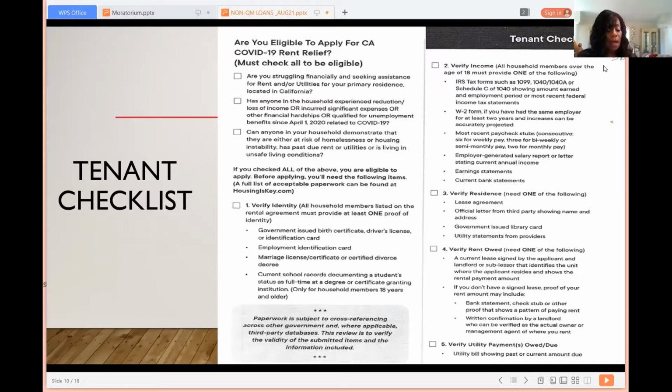Can anyone in your household demonstrate that they are either at risk of homelessness or housing instability, which is the term they're using now? Housing instability. I don't have a place to live. I'm staying with different people, different friends, trying to make ends meet, and it's called housing instability.